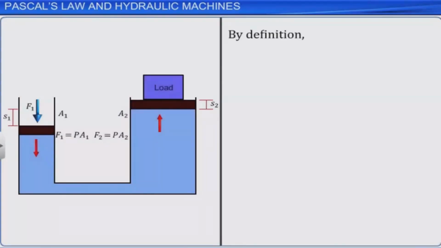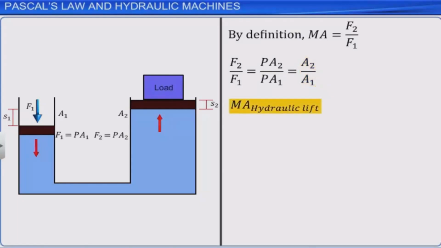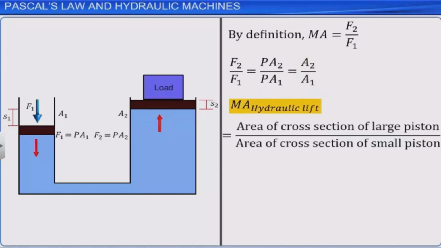By definition, the mechanical advantage of a machine is the ratio of load F2 to effort F1. Substituting F2 with PA2 and F1 with PA1, we get the mechanical advantage as A2 by A1. Hence, we can write the mechanical advantage of a hydraulic lift as the ratio of the cross-sectional area of a larger piston to that of a smaller piston.